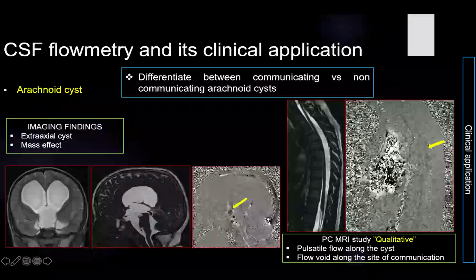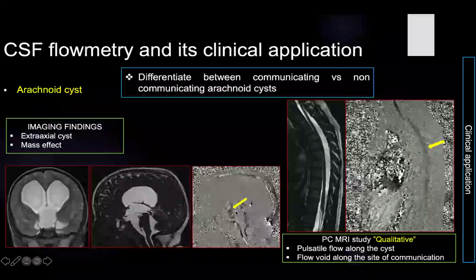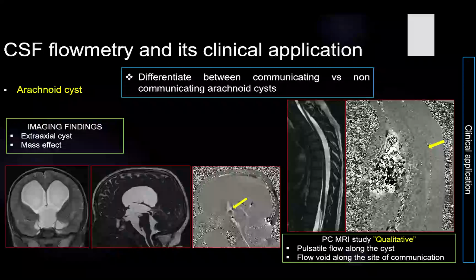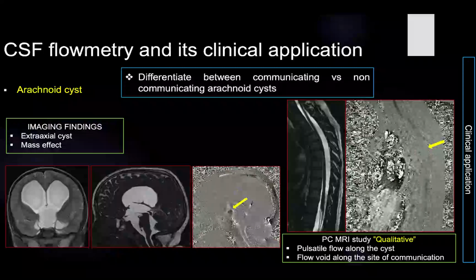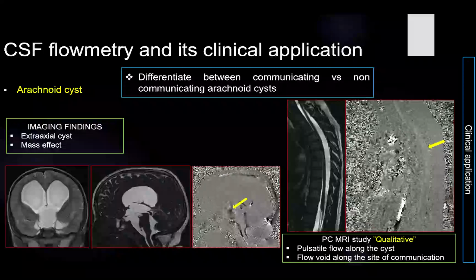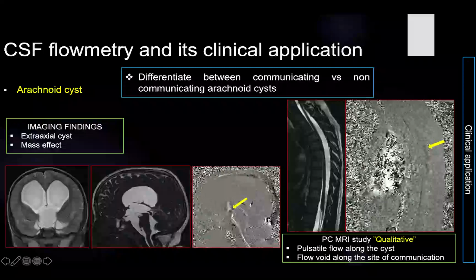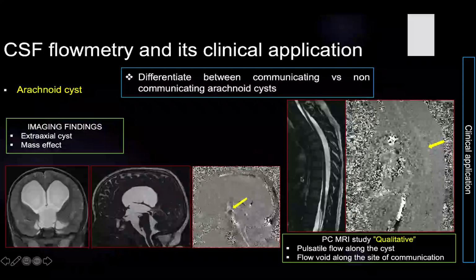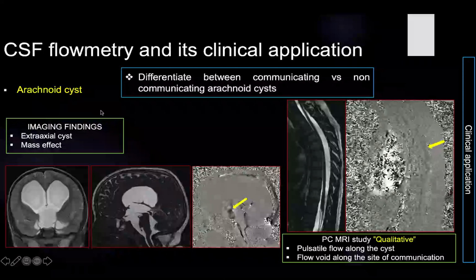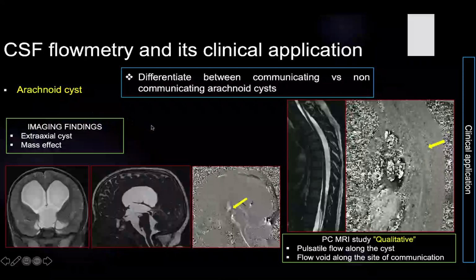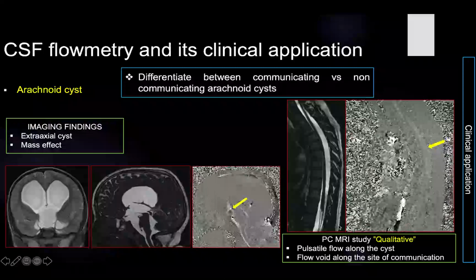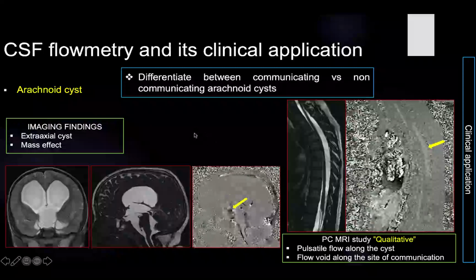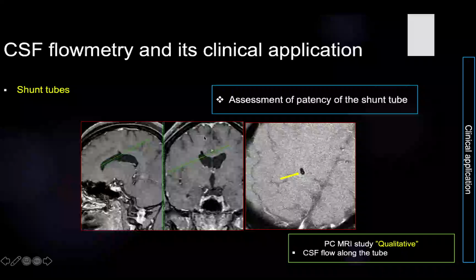It usually shows a jet at the site of the communication. So in the CSF flowmetry we can depict that the cyst is communicating with the CSF subarachnoid space, and we can also detect the site of the communication by the presence of the jet. And in this application, the role usually depends upon the qualitative assessment, not a quantitative assessment, of the phase contrast study of the CSF flowmetry.